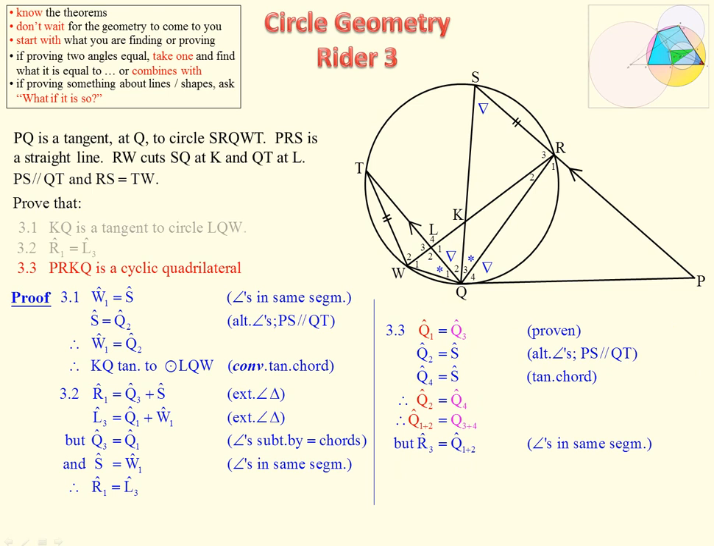But R3 equals Q1 and 2. Therefore, R3 is equal to Q3 and 4. And we have completed. We now have a cyclic quad by converse, exterior angle cyclic quad.